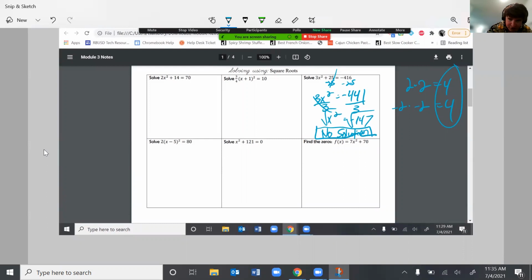Okay, which actually, let's just do this one while we're at it, because the same thing kind of happens. So I was supposed to do that one first, but that's okay. So x squared is equal to negative 121. Take the square root on both sides. And again, can't take the square root of a negative. So we got no solution.